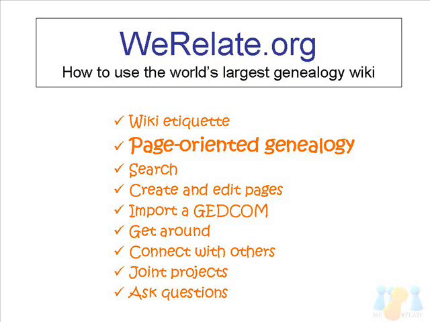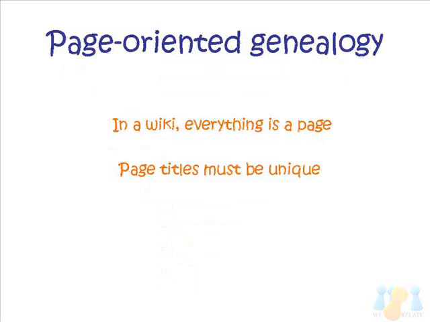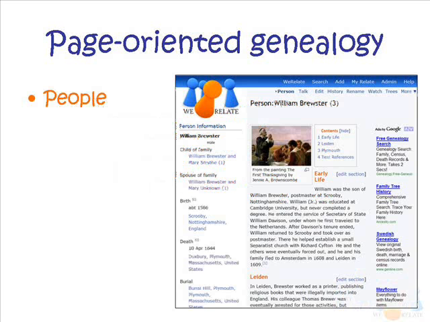Wikipedia has shown that a wiki can be a great tool for collaboration. But a wiki is different than your desktop genealogy program. In a wiki, everything is a page, and page titles have to be unique. Here's an example of a page for a person. Notice how the dates and places are listed down the left, leaving room for images and a biography on the right.